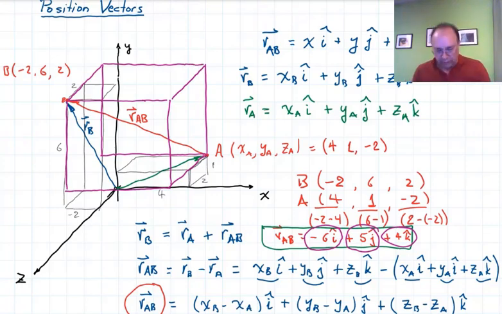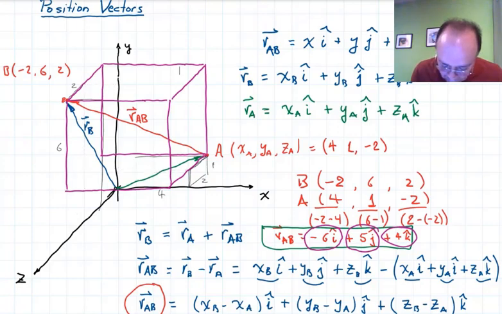Okay, so I hope you can look at it. Let me remove these coordinates now, and you should be able to see it. That's the position vector of point B with respect to A.